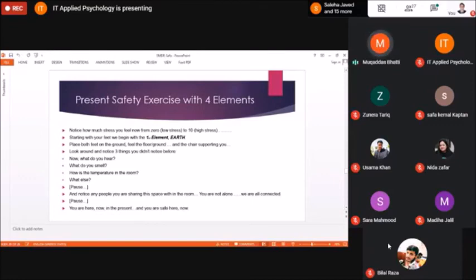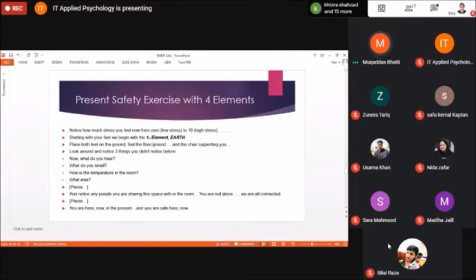So looking around, first you need to notice 3 things in your room. It could be any voices that you can hear in your room, any smell you can smell in the room, and then you can feel the temperature of the room or anything else that you can notice in your room.